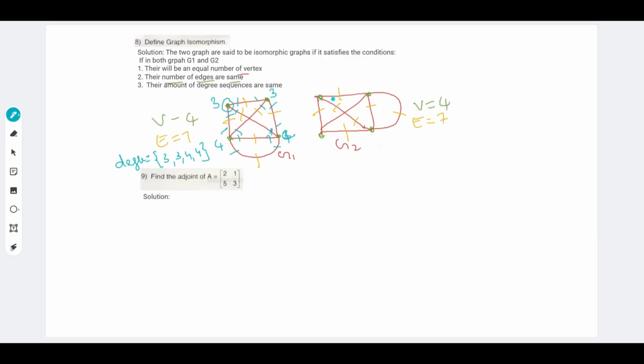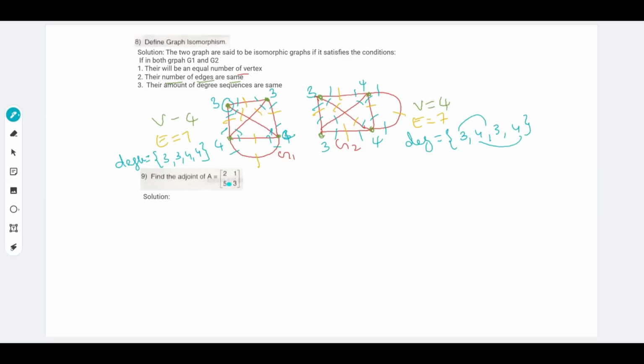In the same way, for this graph you have 3, then 4, then 4, then 3, so the degree sequence will be 3, 4, 3, 4. You can see the sequence here is 3, 3, 4, 4, and here also 3, 3, 4, 4. Therefore the elements present in the sequences are the same, and the two graphs G1 and G2 are isomorphic.